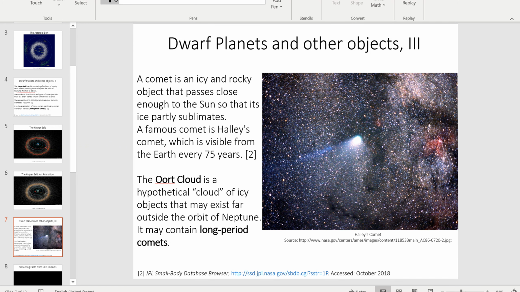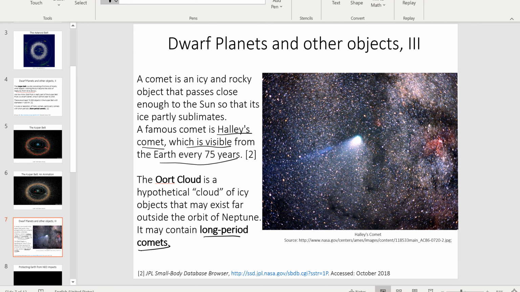Let's talk about an example of a comet, moving on. A famous comet, the most famous one, is Halley's Comet. There's millions of them, but in any case, Halley's Comet is very visible from Earth, and it passes by every 75 years. So the orbital period of Halley's Comet is 75 years. And this makes Halley's Comet a short period comet. A long period comet would have a period greater than 200 years.